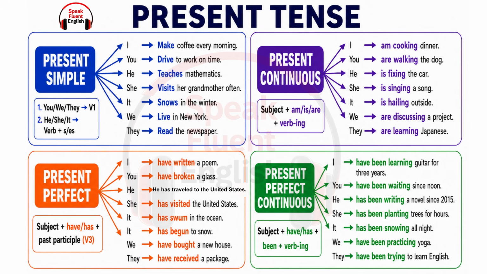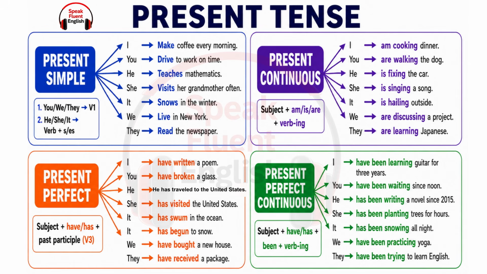You have broken a glass. He has flown to the United States. She has visited her grandparents. It has swum in the ocean. It has begun to snow. We have bought a new house. They have received a package.